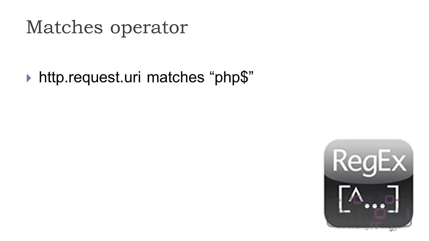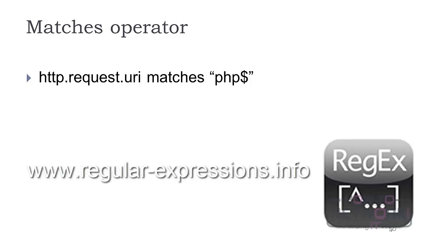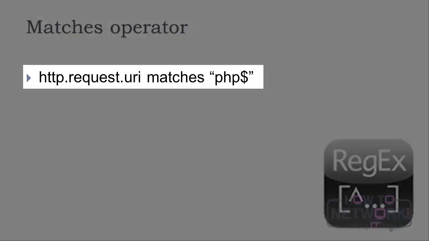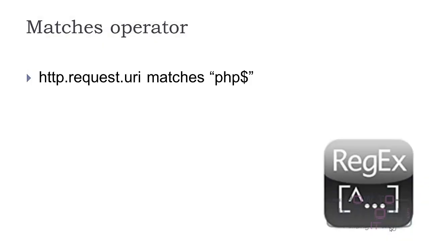The matches operator works similarly, but it uses regular expressions. To learn more about regex, go to regular-expressions.info. This is a powerful tool to use to match complex strings. To filter all the packets with HTTP requests ending in PHP, we will use this filter, where the $ sign indicates the end of the string. So if PHP is found not at the end of a URI, packets won't be displayed.